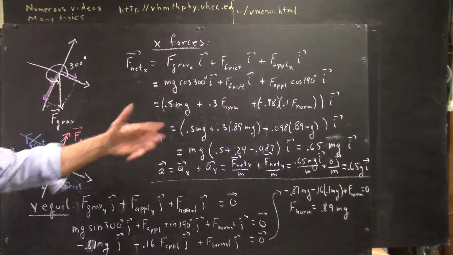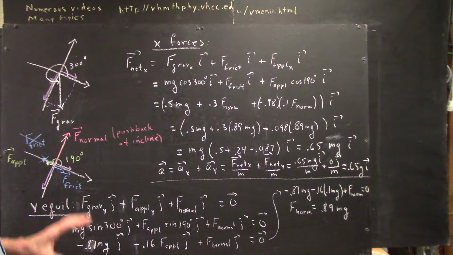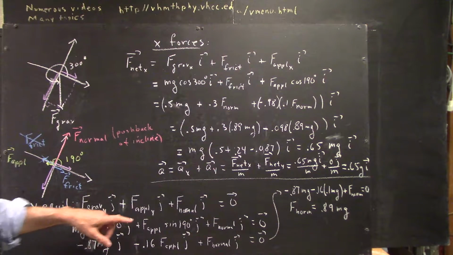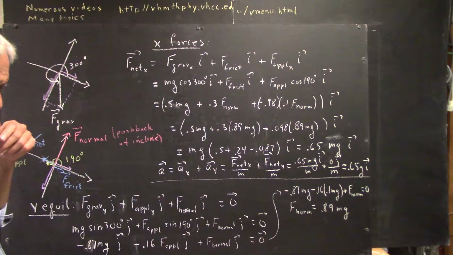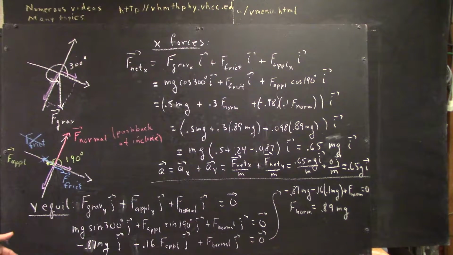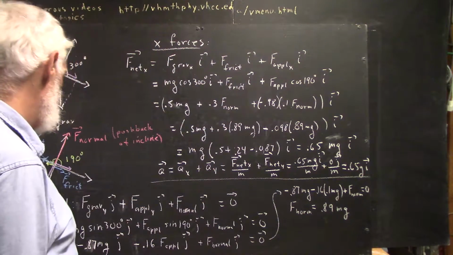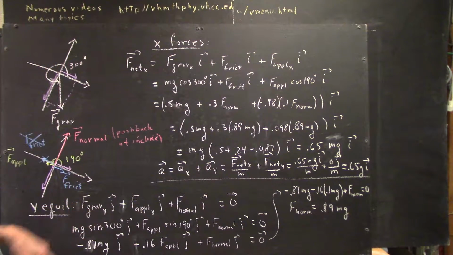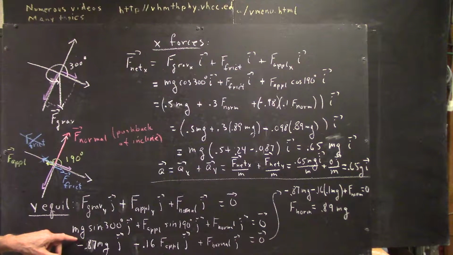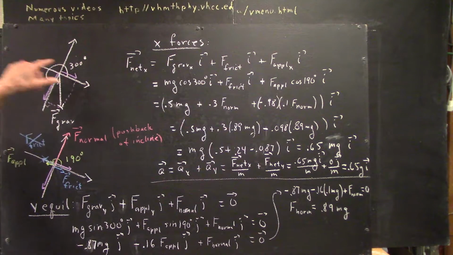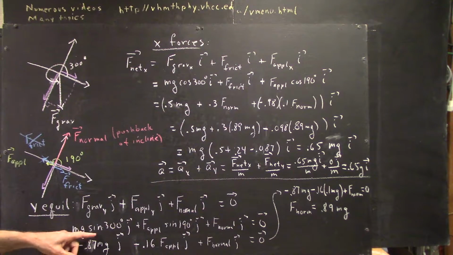I'm using the j in here. It isn't absolutely necessary to do that, but it really helps focus you on the vector nature of what you're doing, so I kind of recommend it. I don't require it. So we have the applied force's y component times j, plus the normal force times j, where the gravitational force component in this direction will be the weight, mg, times the sine of 300 degrees, this thing. And of course that gives you negative 0.87 mg.